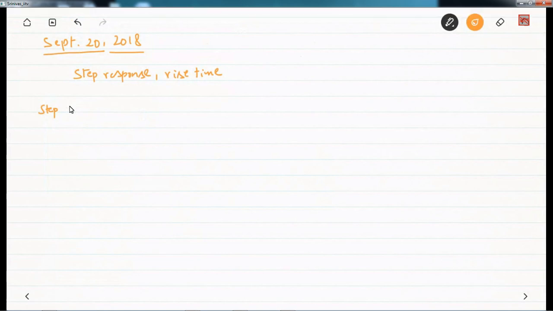Okay. So step response. Response is the response of a system to u of t. What is u of t? U of t is a unit step function, right? And we found out previously that the step response is given by the running integral from minus infinity to t of h of tau d tau.